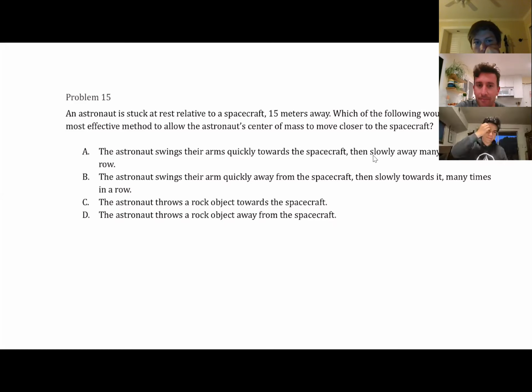Yeah, I got D because isn't it like Newton's law that there's an equal and opposite reaction when you push against something? Good. So every force has an equal and opposite force. If I'm throwing the rock in that direction, the rock is being pushed that way, I get pushed the opposite way. So if I push it away, I get pushed towards the spacecraft. I'm assuming the rock is less massive than I am, so I'm going to move more slowly.